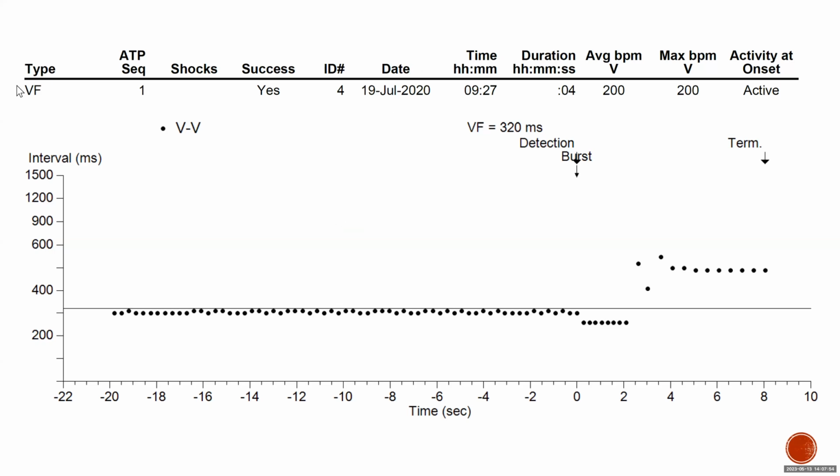It tells you the date, what type the device thought it was, and what therapy was given. So here it gave ATP, no shocks. These dots, again, can be confusing. This is probably not general cardiology level, but just so you know, to get a general idea, this is the interval between each QRS and QRS. Each dot represents the VV interval, the time between 2 ventricular events in milliseconds.